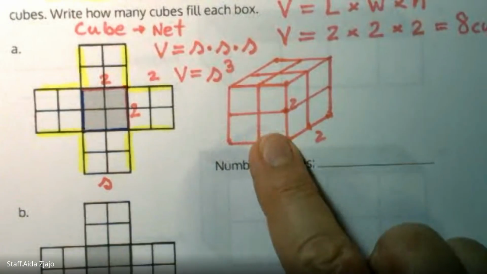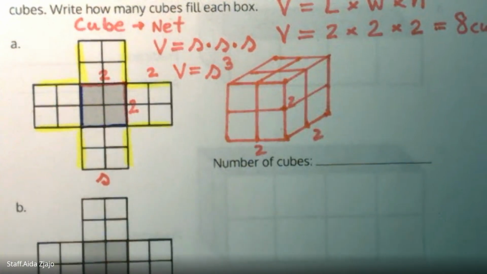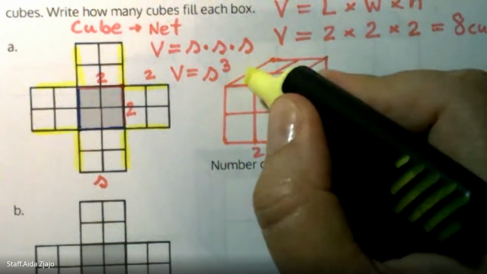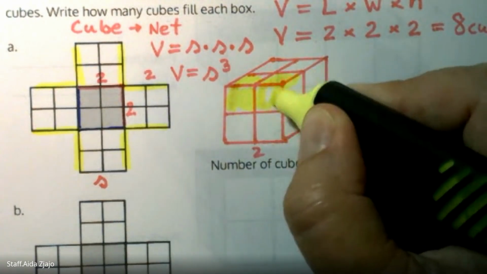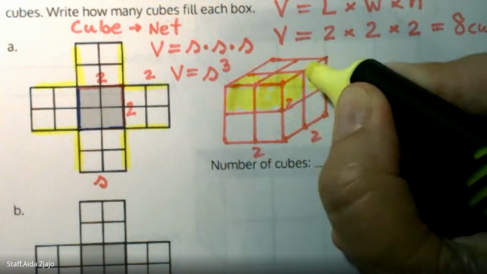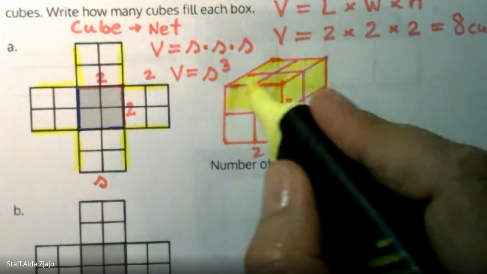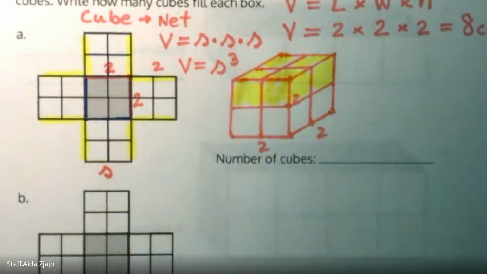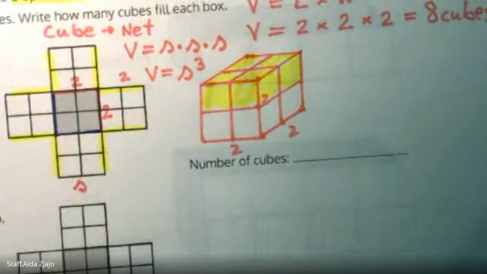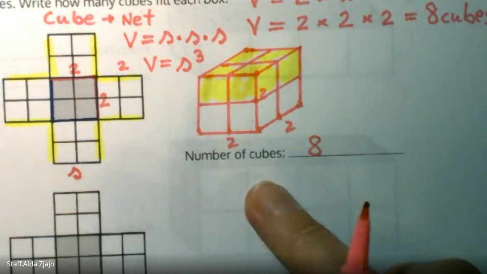So 1, 2, 3, 4. 1, 2, 3, 4. You can see this is then 1, that's 2, this is 3, and then one behind is 4. So this layer is 4. The layer below has to be the same. So all together it's 8 cubes. Number of cubes: 8.